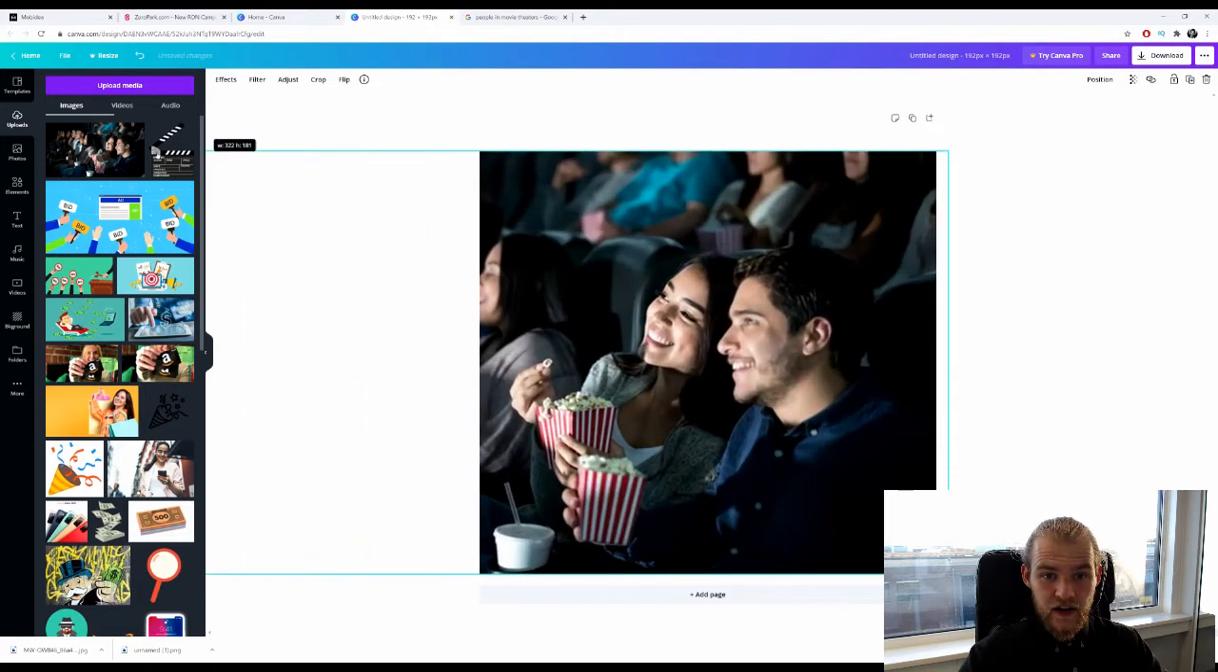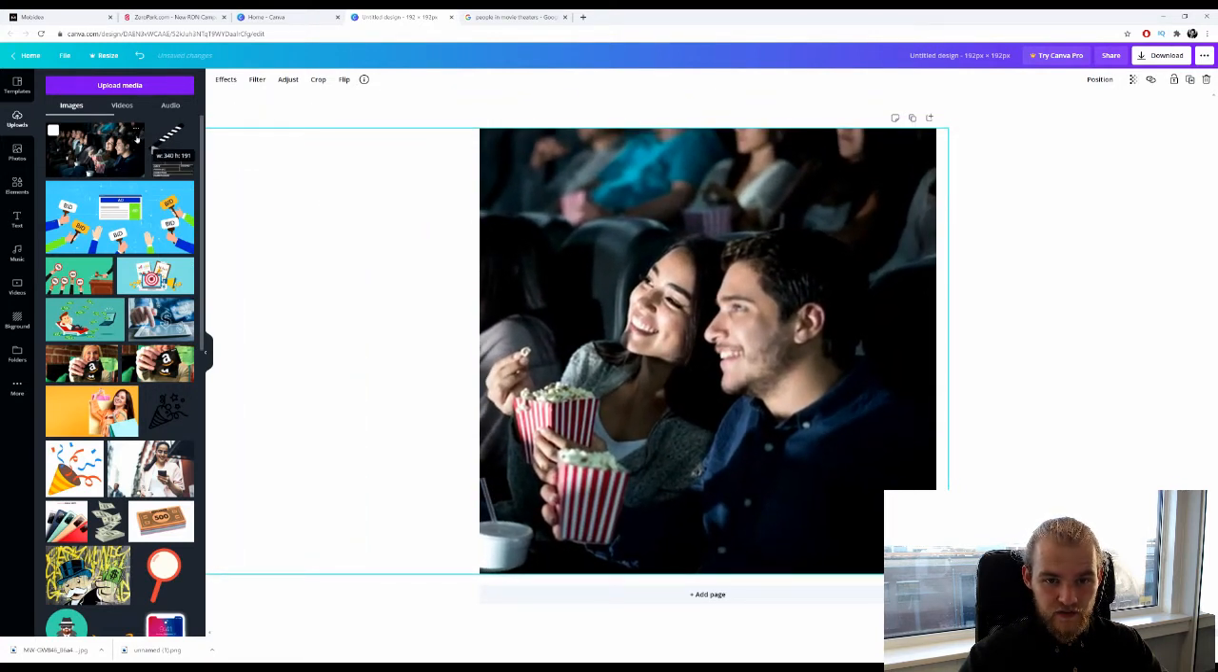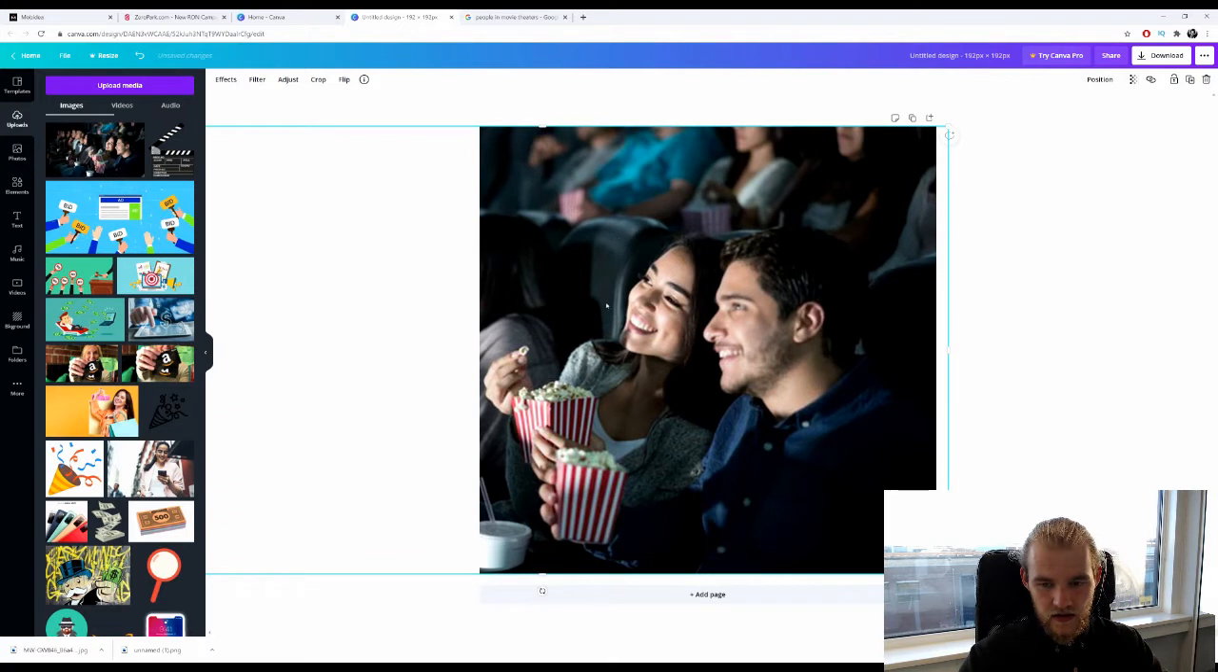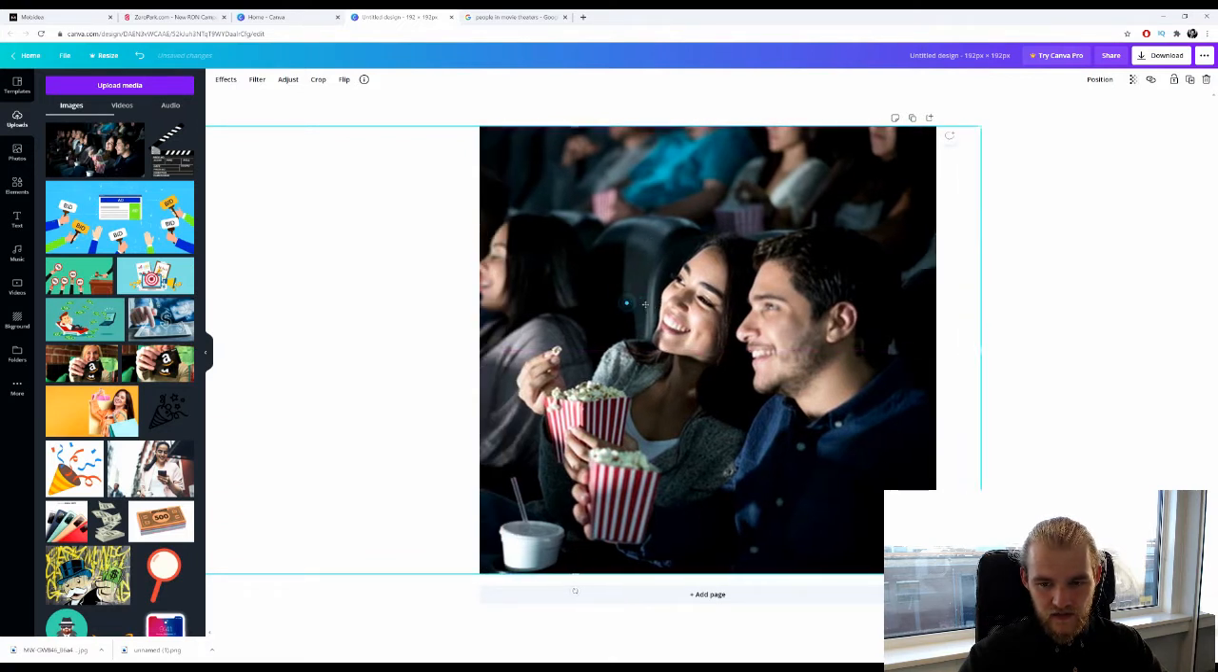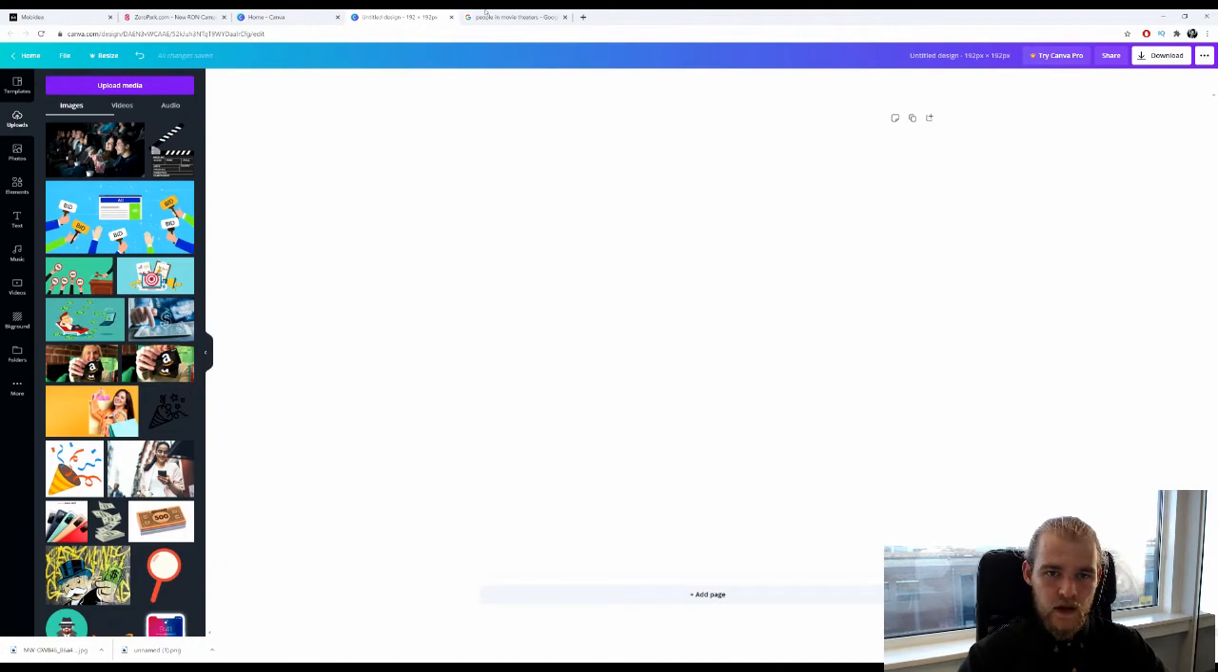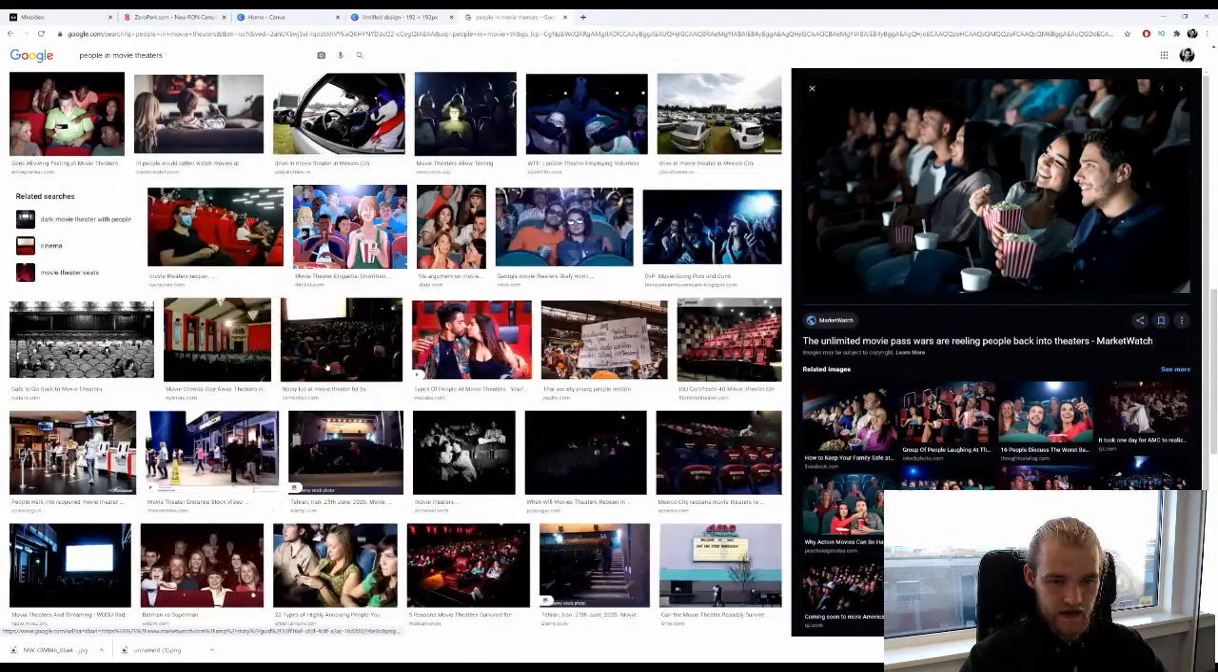Like I said, Canva knows how I want it often, but not always. It will be a little bit too zoomed in, for my opinion. So I'm not going to do that. I'm not going to use it.